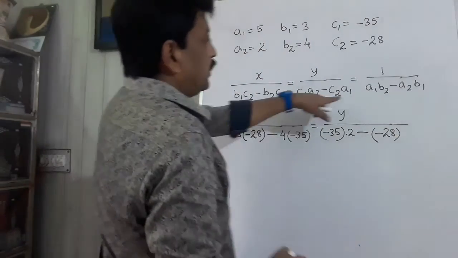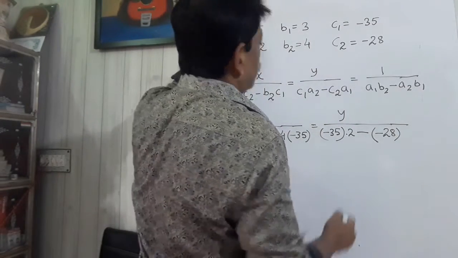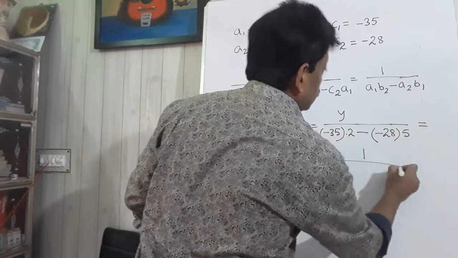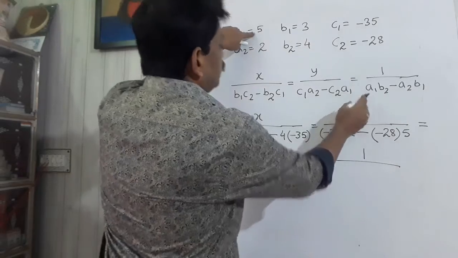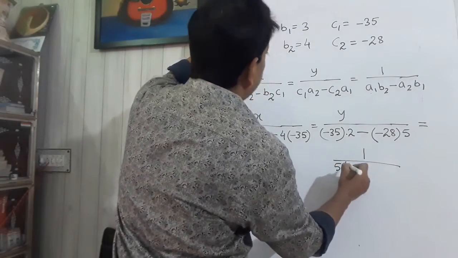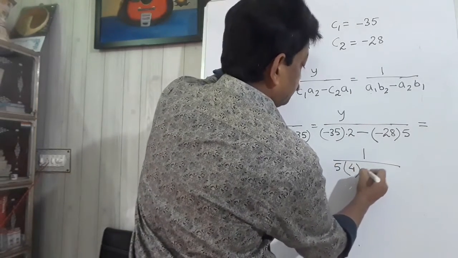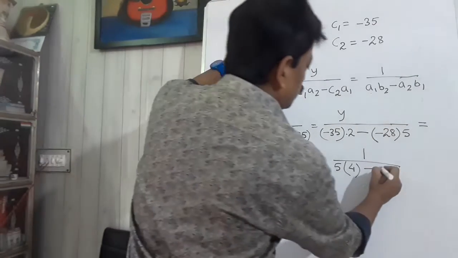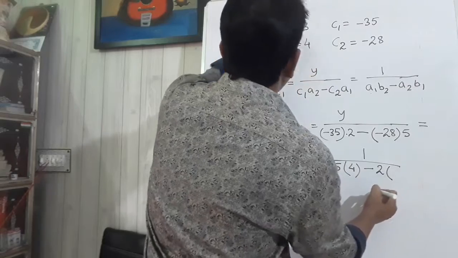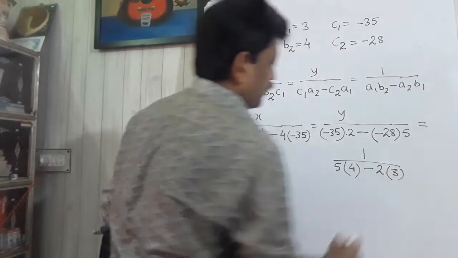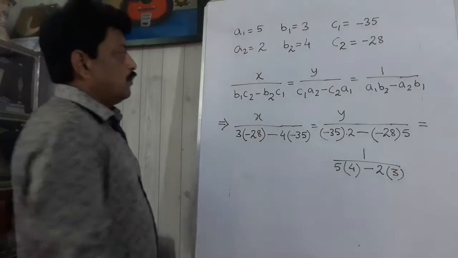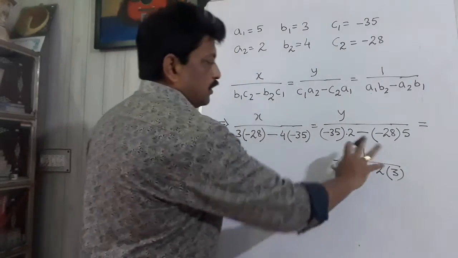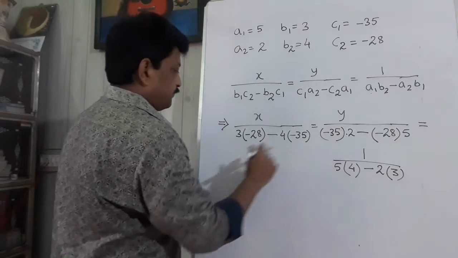and a1, c2 a1. What is a1? a1 is 5, equals 1 upon a1 b2. a1 is 5, b2 is 4, minus a2 b1. a2 is 2, b1 is 3. So all the values of a1, b1, c1 and a2, b2, c2 are substituted here.